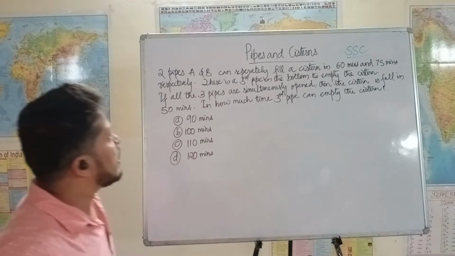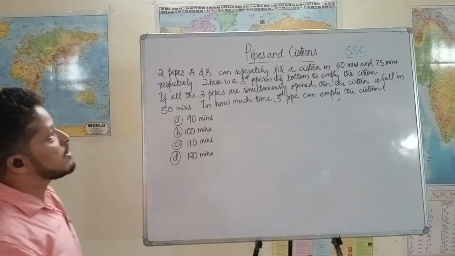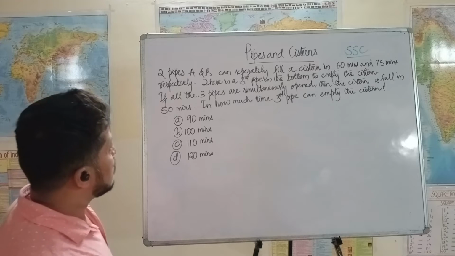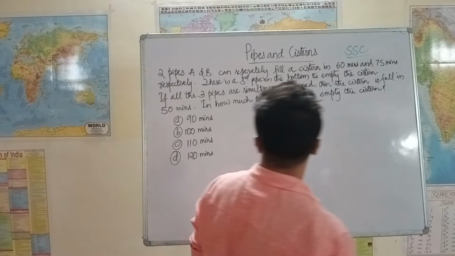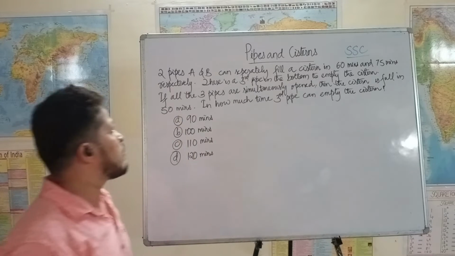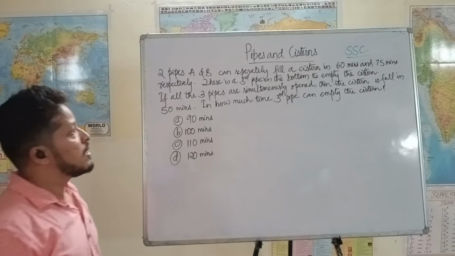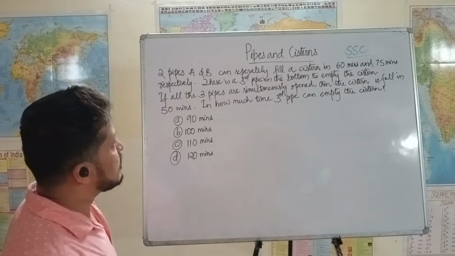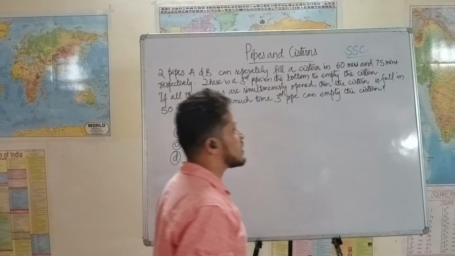Okay, we have a question from SSC. Two pipes A and B can separately fill a reservoir in 60 minutes and 75 minutes respectively. There is a third pipe in the bottom to empty the reservoir. If all the three pipes are simultaneously open, then the system is full in 50 minutes. In how much time can the third pipe empty the system?